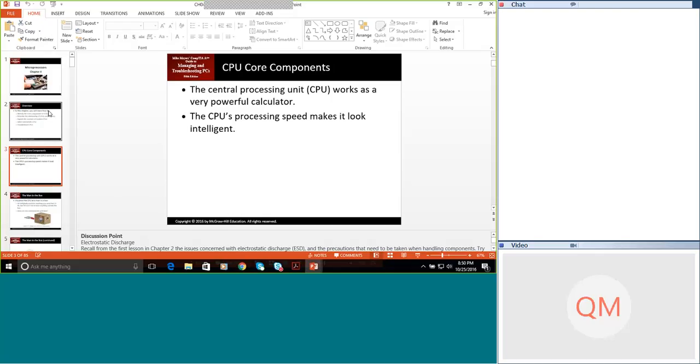So the processing speed makes the CPU look intelligent, right? Because it processes things so quickly, it seems like the CPU knows something, but it's all about input and binary code, which is how the CPU gets its information. We send the information via our input devices, whether it be keyboard, mouse, or whatever, and then it does calculations, and then the processing, right? We talked about the 3 steps: the input, the processing, and then the output. And the CPU is Grand Central Station for everything that happens within the computer.